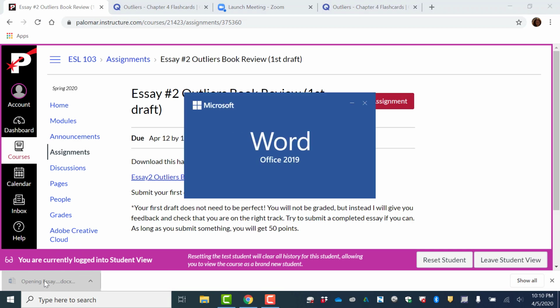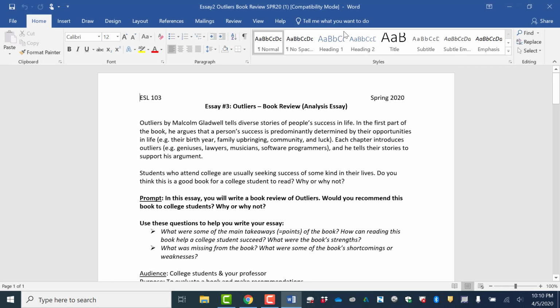So you're going to download this and then read the directions.